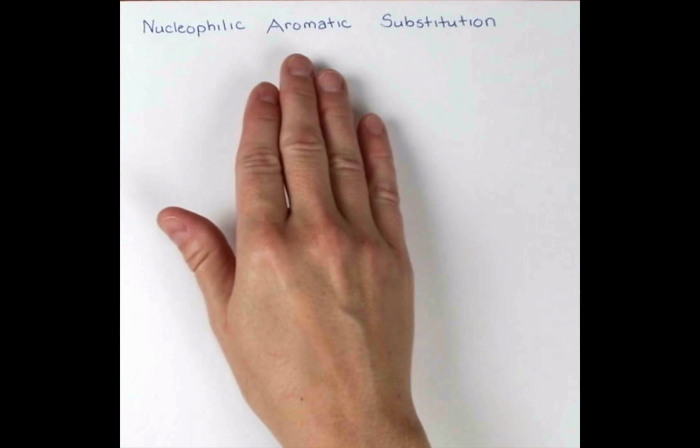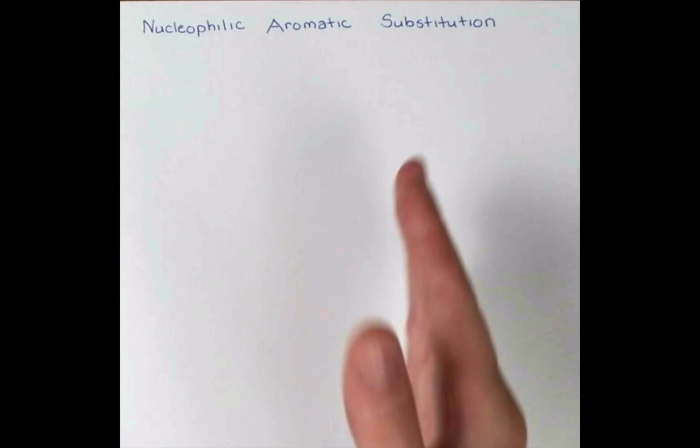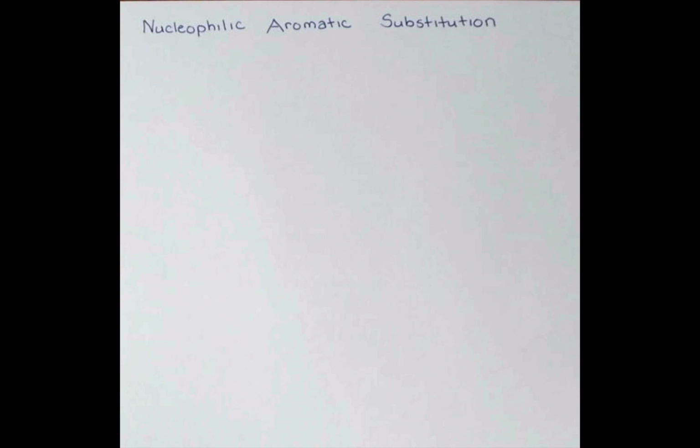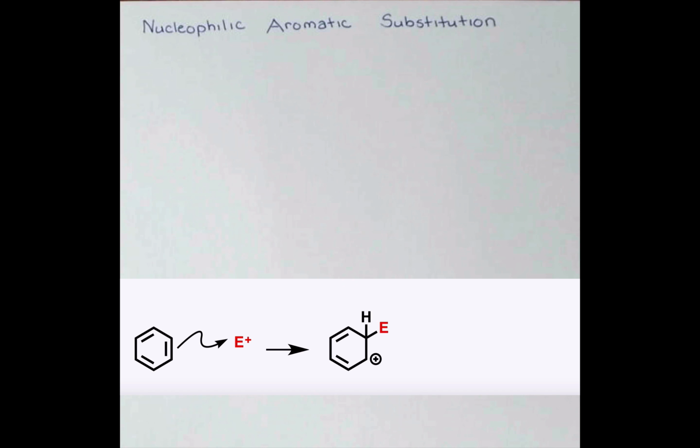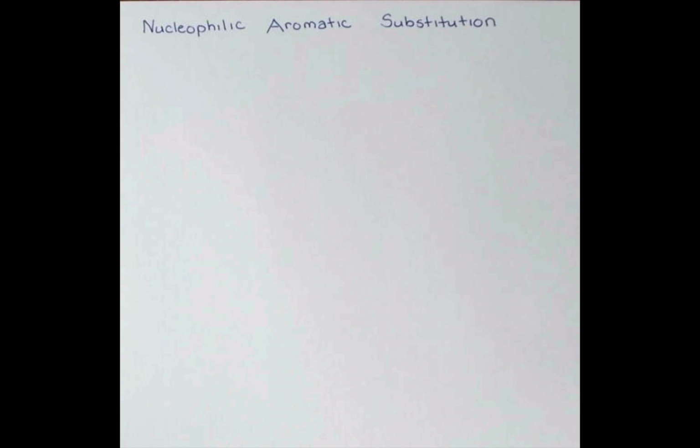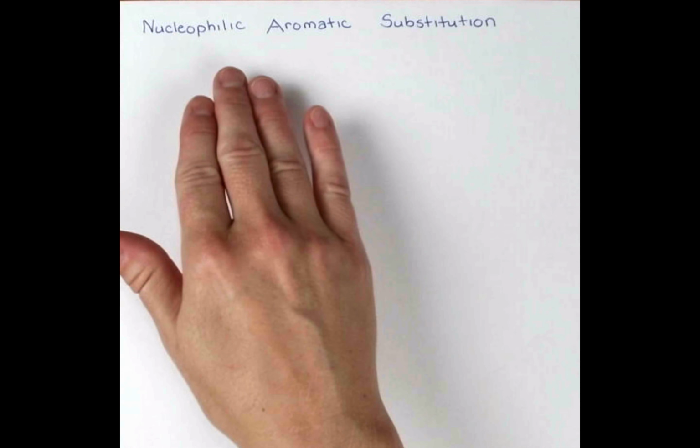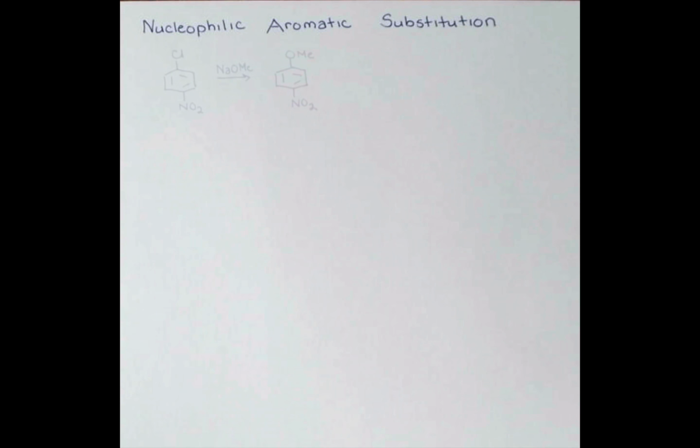Let's talk about nucleophilic aromatic substitution. This is not your typical reaction of aromatic compounds. Aromatic compounds, as we've seen before with electrophilic aromatic substitution, can act as nucleophiles, attacking an electrophile and becoming substituted. However, in certain cases, nucleophiles can actually attack the aromatic ring. Let's look at an example.